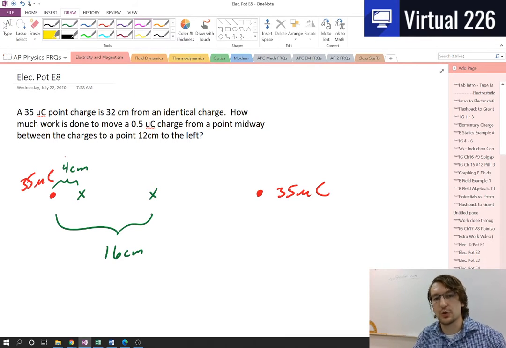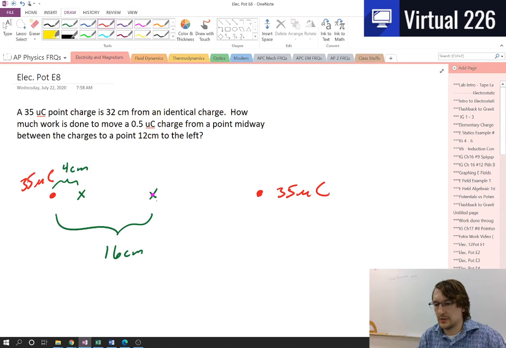So this is the electric potential problem, the voltage example, number 8. It's our last example we're doing. And in it, we have a 35 microcoulomb point charge, and it is 32 centimeters next to an identical charge. So it's another 35 microcoulomb charge. How much work is done to move a positive 0.5 microcoulomb charge, which is initially midway?